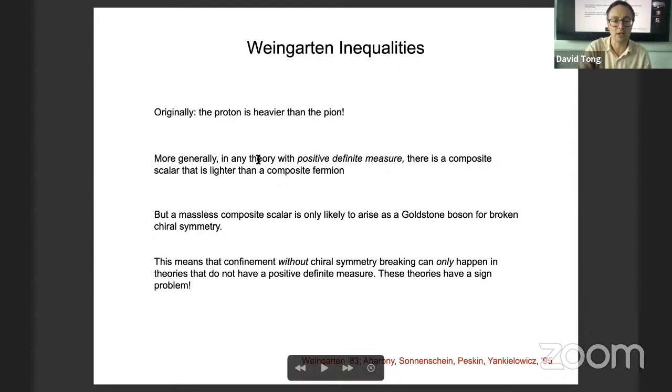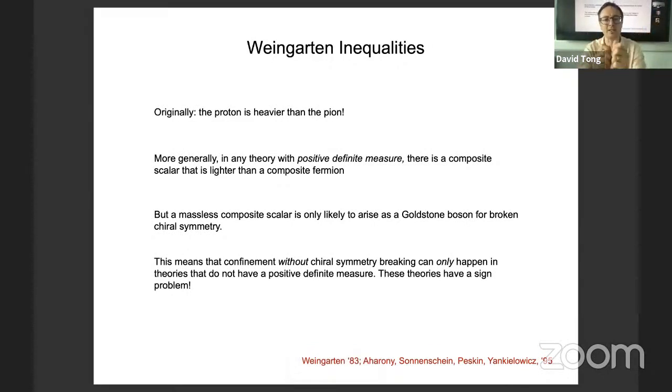But what it relies on, as the Vafa-Witten theorems do as well, is that the theory has a positive definite measure. So the fermions in the theory have to come with a positive definite measure. And the Weingarten inequality is then the statement that there is always a composite scalar that is lighter than the lightest composite fermion. That's the statement here. The proton is heavier than the pion, or the pion is lighter than the proton. If you have a positive definite measure in your theory, a composite scalar is always lighter than a composite fermion.